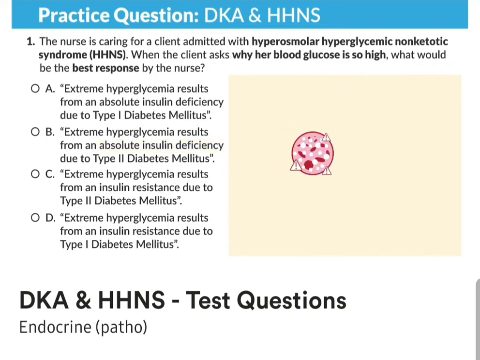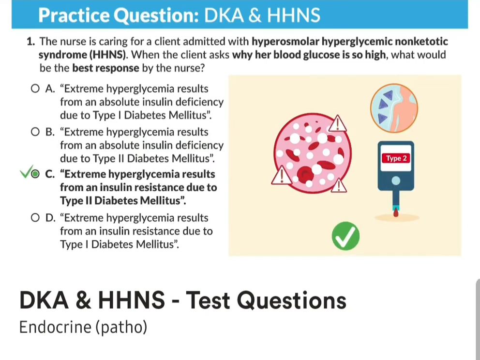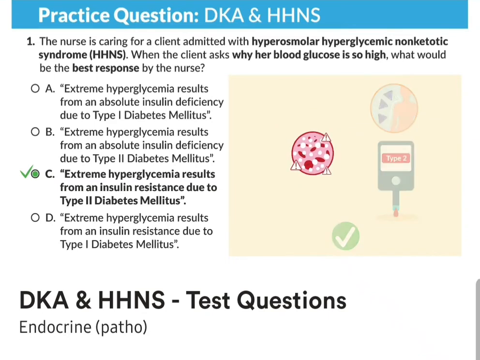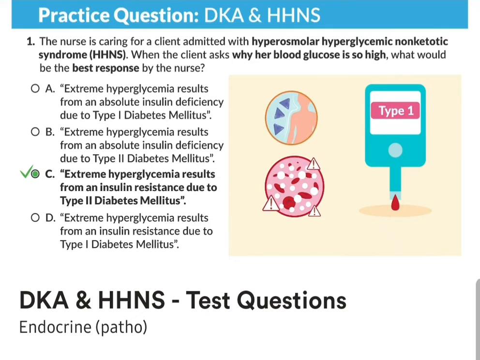Now option C, extreme hyperglycemia results from insulin resistance due to type 2 diabetes mellitus. Yes, extremely high blood sugar from insulin resistance due to that type 2 diabetes. And lastly, option D is incorrect. Extreme hyperglycemia results from insulin resistance due to type 1 diabetes. So no, again, type 1 makes the whole thing wrong.